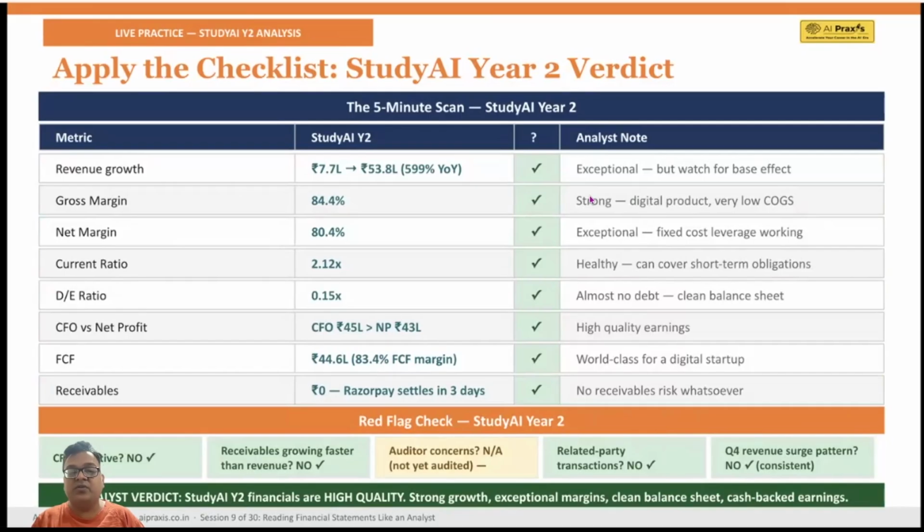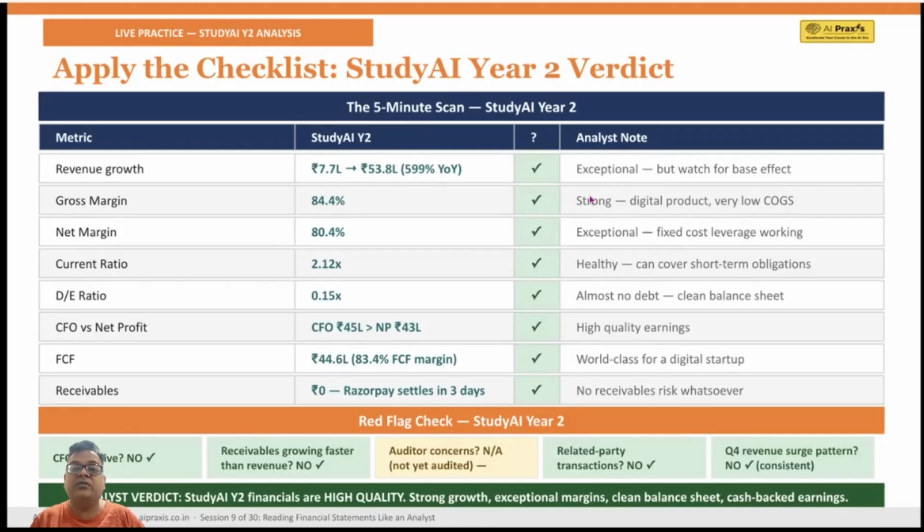Let's start with revenue growth. The company has grown from 7.7 lakh to 53.8 lakh. Now, this is a 599% year-on-year growth. This is exceptional, marvelous. But as an analyst, you should also stay aware that such high growth can sometimes be due to a low base, right?